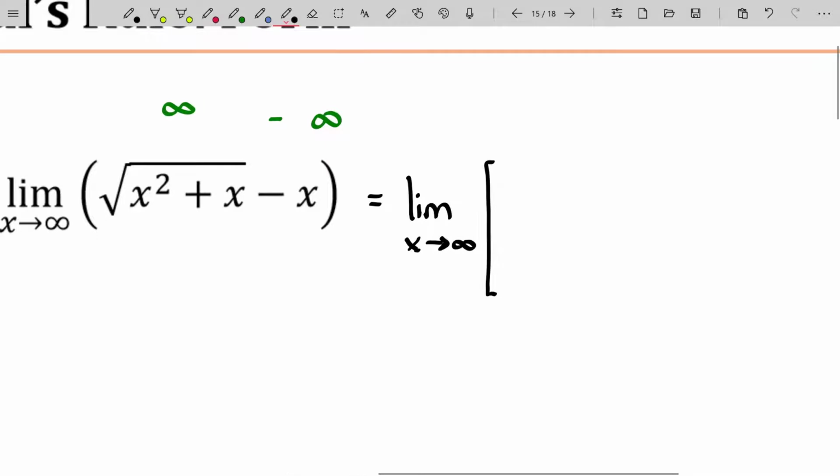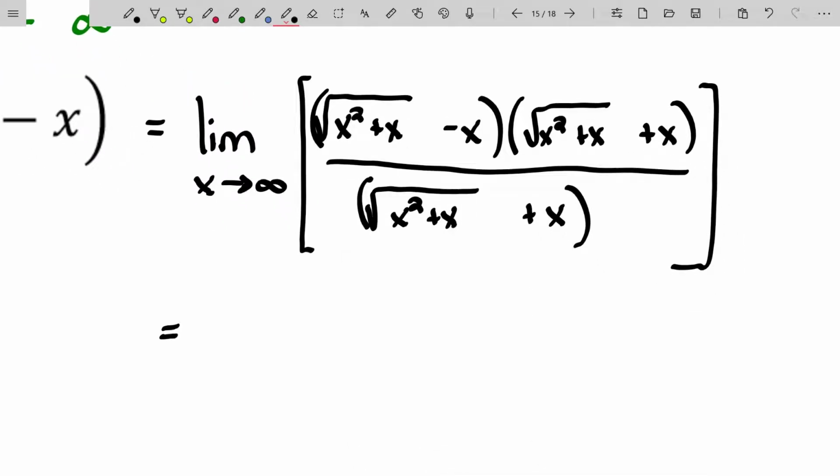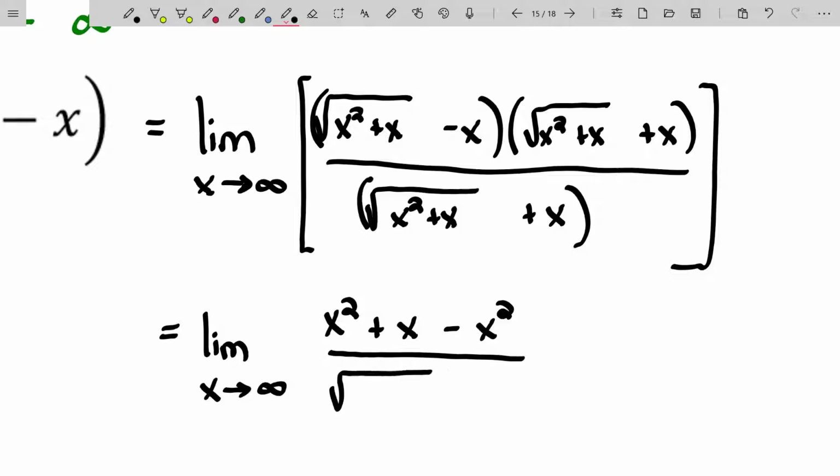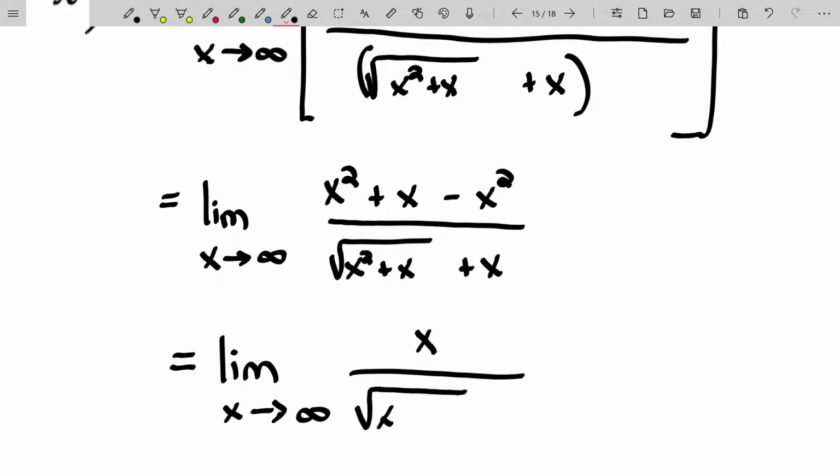So if I multiply numerator and denominator by the conjugate, I will get the following. And we know by design, a conjugate multiplication is basically a difference of squares. So that's going to be the limit as x goes to infinity of x squared plus x minus x squared in the numerator. And in the denominator, you just leave it as the square root of x squared plus x plus x. And you get to this beautiful form here, limit as x goes to infinity of x over the square root of x squared plus x plus x.